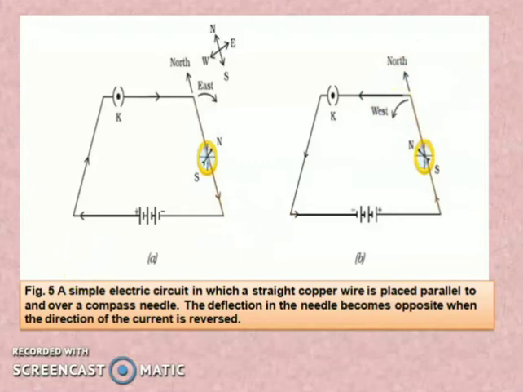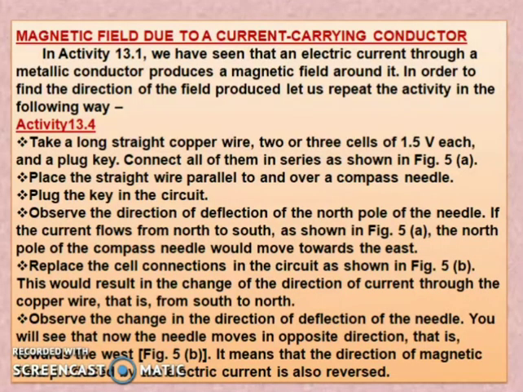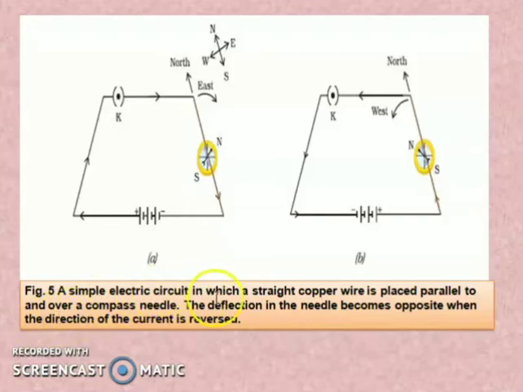So from this we can observe that the direction of the magnetic field produced by the current is also reversed if we change the direction of the current. So in a simple electric circuit in which the wire is placed parallel over a compass needle, the deflection in the needle becomes opposite when the direction of the current is reversed.